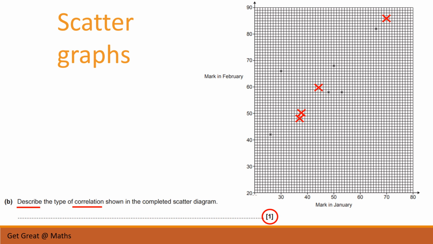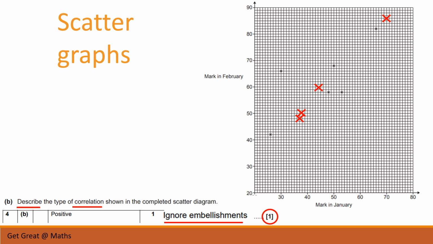So this type of correlation, when you've added in the 4 extra points, you can see you've got a positive correlation. This is worth 1 mark, and it says ignore embellishments, which basically means if you wrote positive correlation, they will just accept it. So you don't need to worry if you wrote anything else extra. The positive is the key part of this.